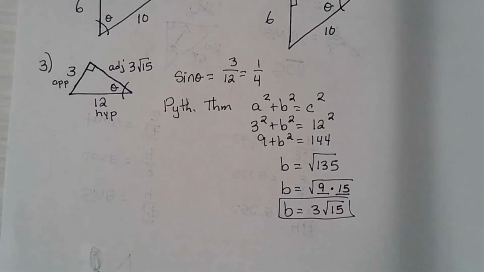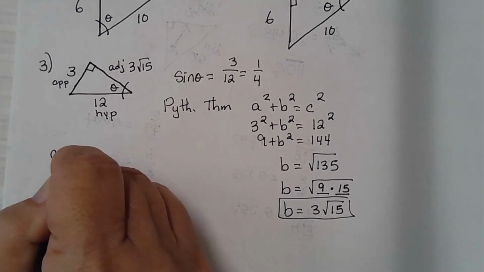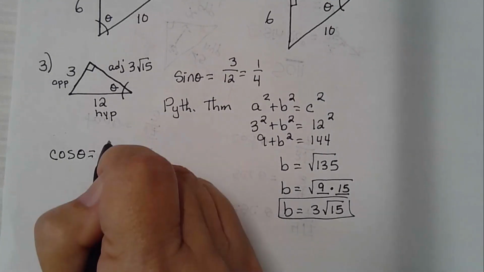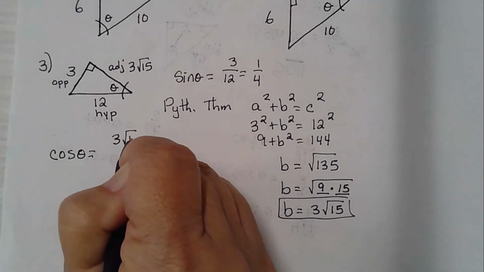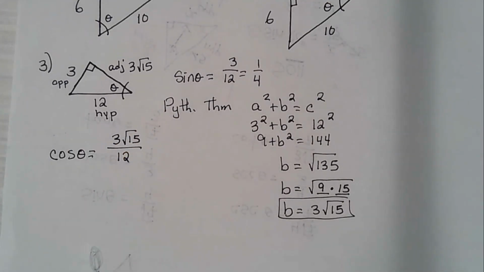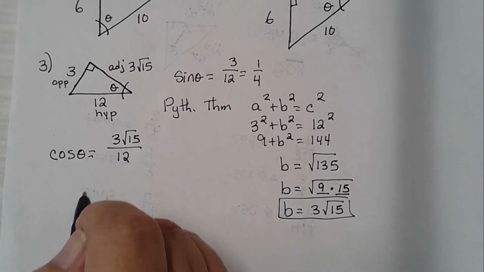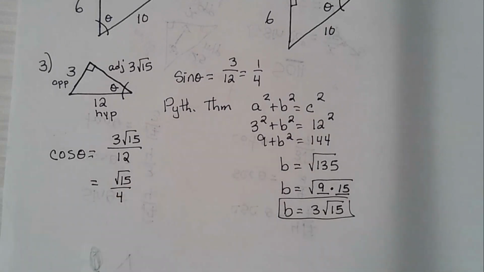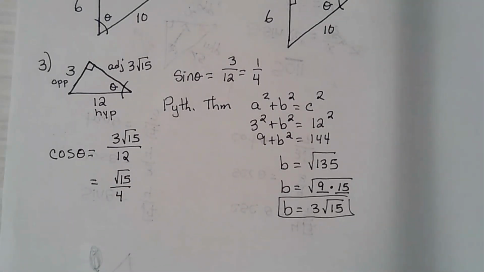All right, so now we'll come in and do cosine of theta, which is adjacent over hypotenuse. So we're going to have 3 square roots of 15, because that's the adjacent, and then the hypotenuse is 12. And then we have to simplify that fraction. 3 and 12 are both divisible by 3, so that would be the square root of 15 over 4. That would be your final answer in simplified radical form.